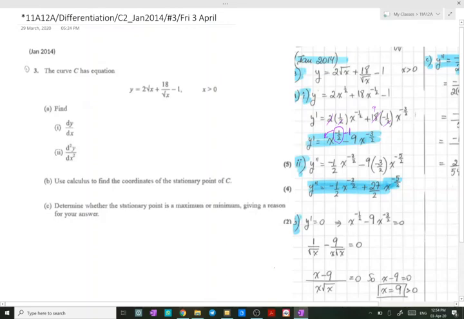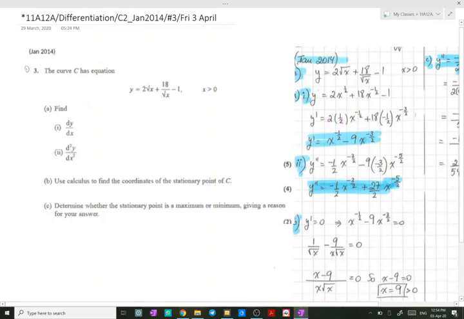Same thing for the other number, which is multiply this by 9 and then subtract 1 from minus 3 over 2, you get minus 5 over 2. Simplifying, you get y double prime for this value.